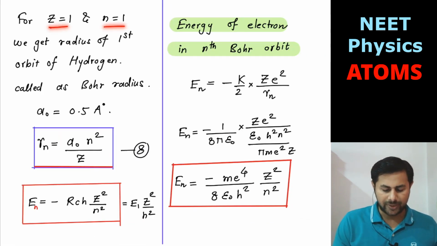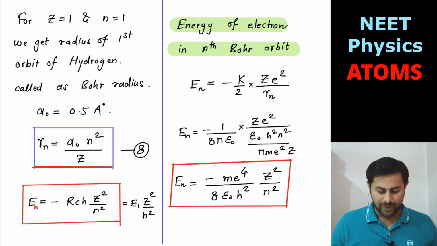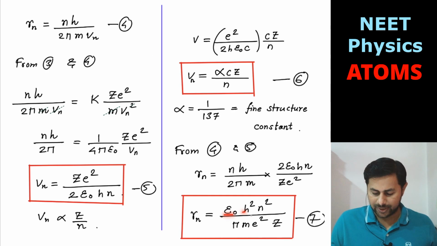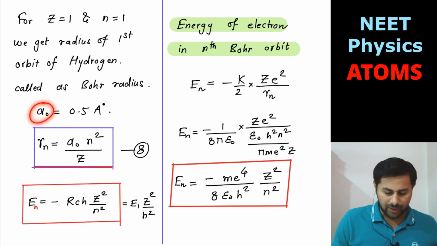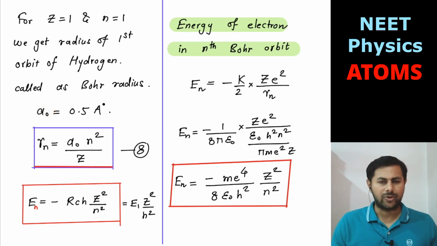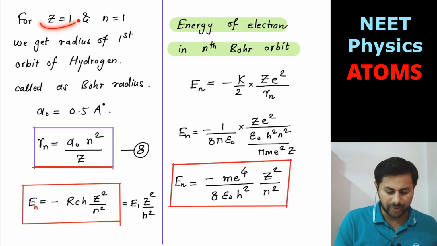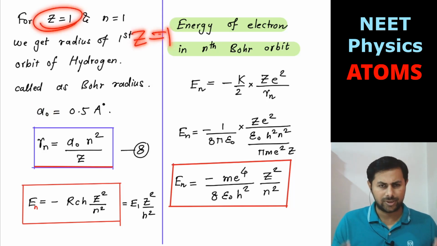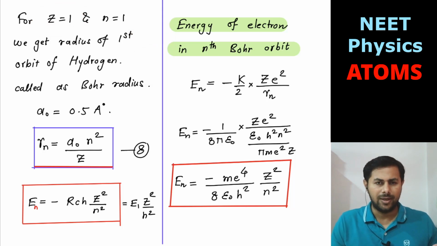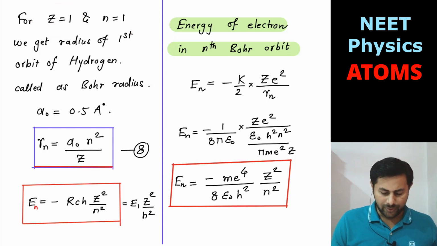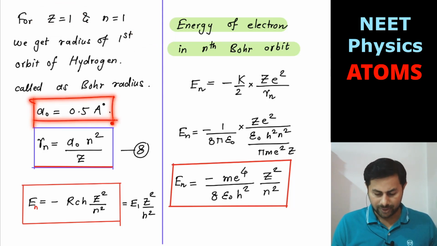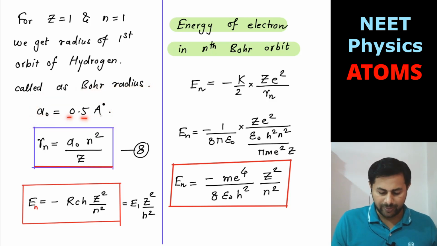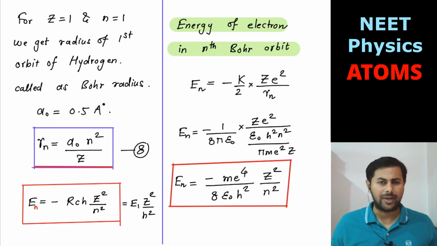Then if you put z equal to 1, n equal to 1, and substitute all other values, epsilon naught, h, mass of electron, charge on electron, you get the radius of the first Bohr orbit of the hydrogen atom. Why hydrogen atom? Because we have put z equal to 1, meaning atomic number is 1. And this is called the Bohr radius, a naught, that is 0.5 angstrom unit.